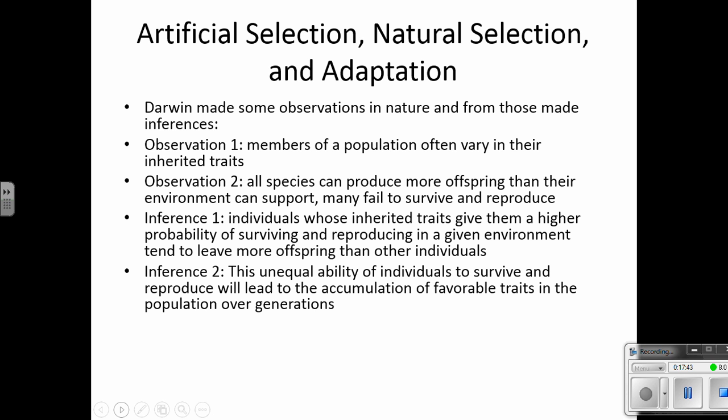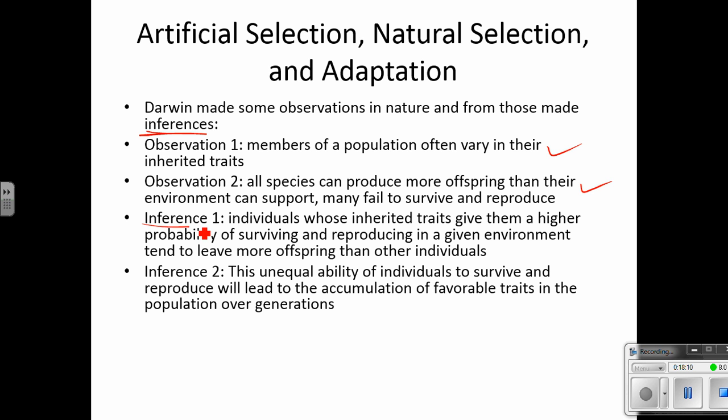Darwin made some observations in nature, and from those he made some inferences. Remember, inferences are assumptions based on what he observed. Observation 1. Members of a population often vary in their inherited traits. Fact. He noticed that. It was an observation. Observation 2. All species can produce more offspring than their environment can support. Many fail to survive and reproduce. He observed that. Not everybody's going to survive.